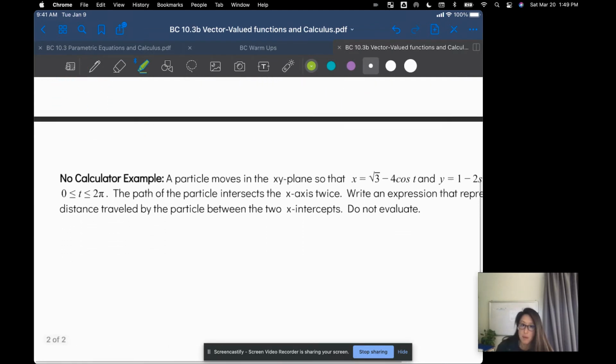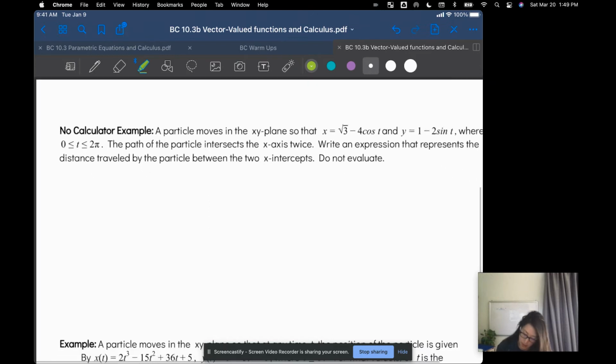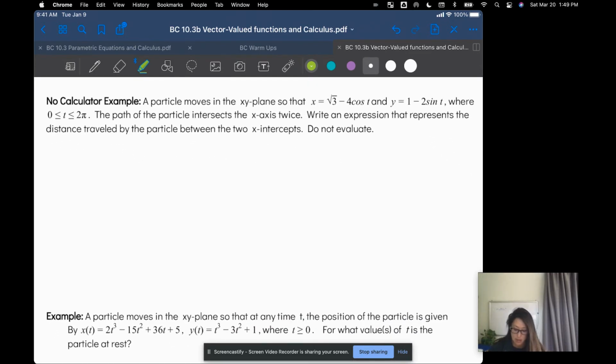Next up, a particle moves in the xy plane so that x equals the square root of 3 minus 4 cosine t, and y is equal to 1 minus 2 sine t, where 0 is less than or equal to t, which is less than or equal to 2 pi. The path of the particle intersects the x-axis twice. Write an expression that represents the distance traveled by the particle between the two x-intercepts. And then we're not going to evaluate this since this is a no calculator question, okay?